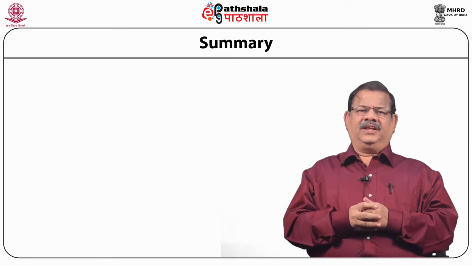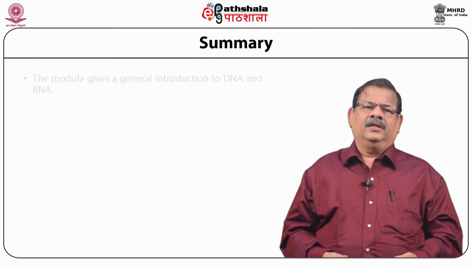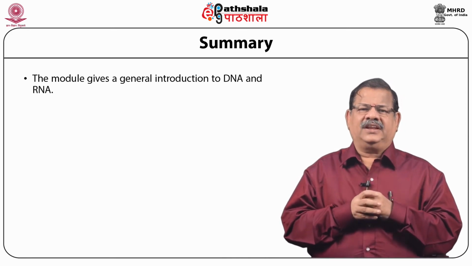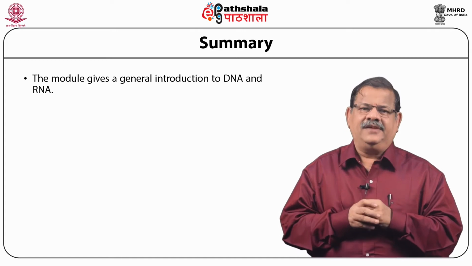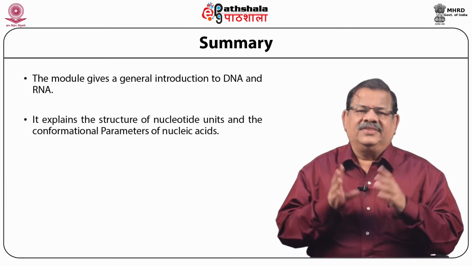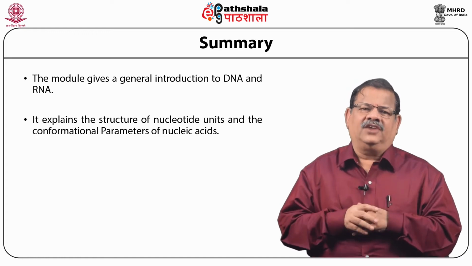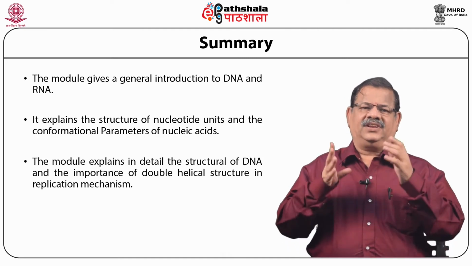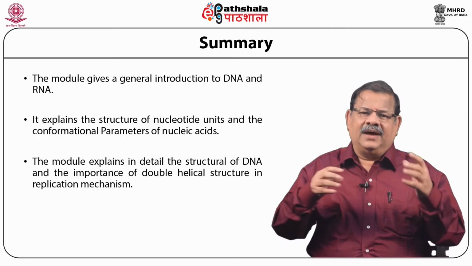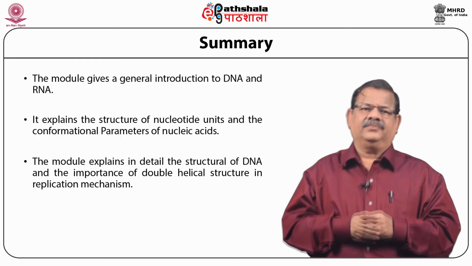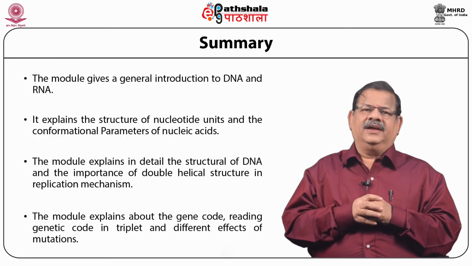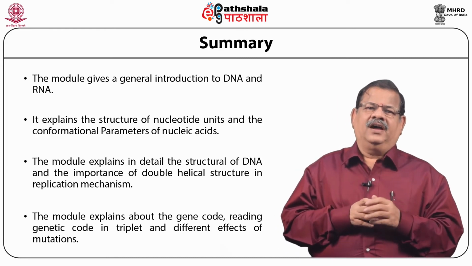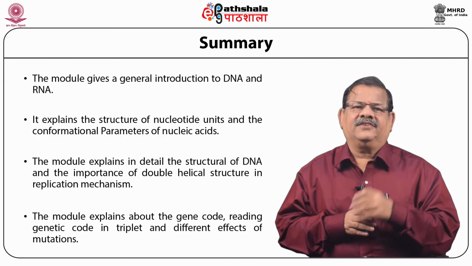So students, let us summarize what we have learned so far in this module. This module gives us a gentle introduction to the deoxyribonucleic acid DNA and the ribonucleic acid RNA. It also explains the structure of nucleotide units and also the conformational parameters of nucleic acids. The module explains in detail the structure of DNA and the importance of the double helical structure in the replication mechanism. The module also explained the genetic code, how to read the genetic code in triplets and what is the effect of different kinds of mutations.